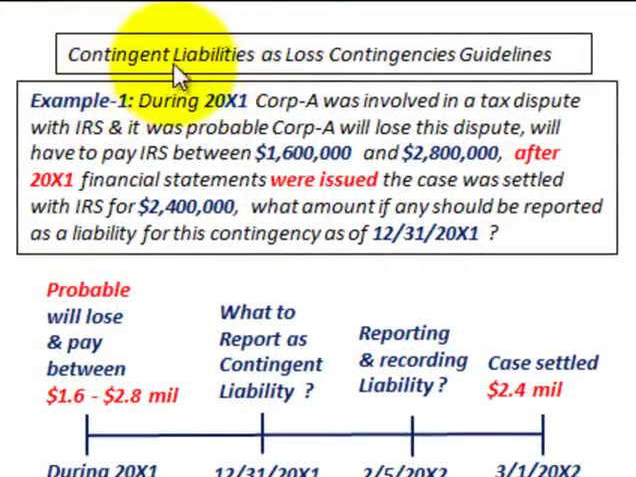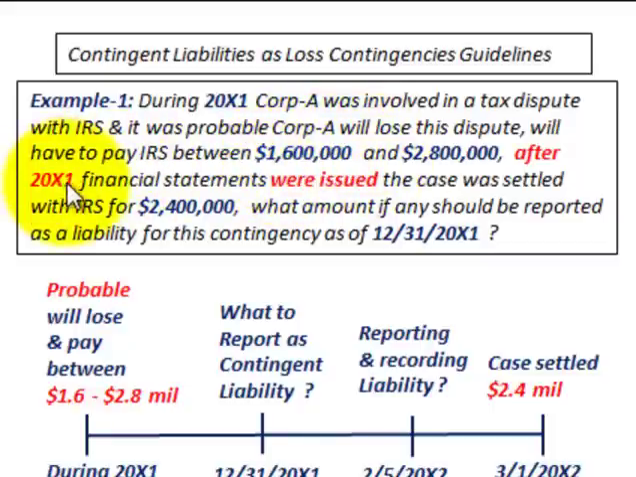What we're going to be looking at here are contingent liabilities as loss contingencies, and we're going through a basic example and looking at the guidelines on these loss contingencies. Our example: during 20X1, Corporation A was involved in a tax dispute with the IRS, and it was probable that Corporation A will lose this dispute and will have to pay the IRS between $1,600,000 and $2,800,000. That's the estimate that was made by the tax attorneys.